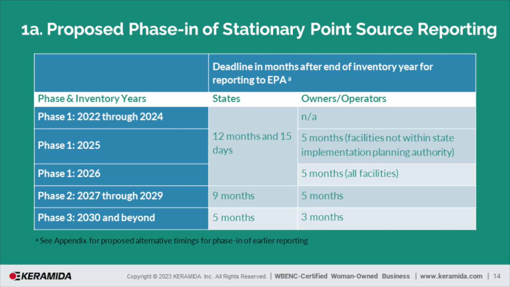So this is the phase-in. For states, the inventory years starting 2022 and through 2024 are going to be looked at, so they'll have to start reporting in 2025. For owners and operators, for all facilities, they'll have to report five months into 2027 for 2026. And then 2030 and beyond, it'll be three months after the end of the year. So again, they looked at this as an advantage that you can start doing your reporting early in the year for TRI, which is something that's due July 1st.